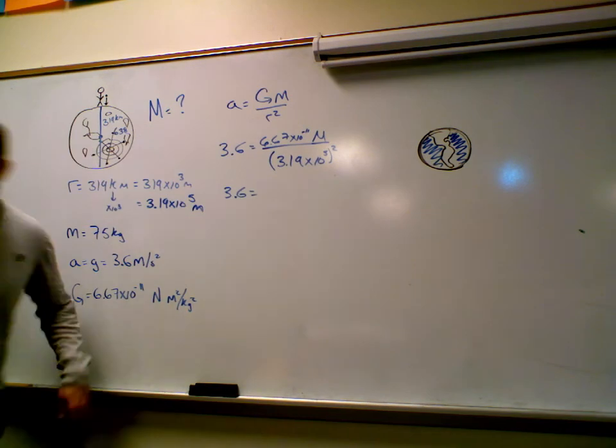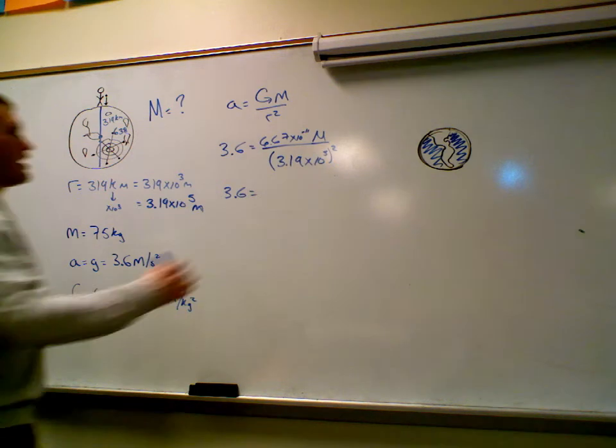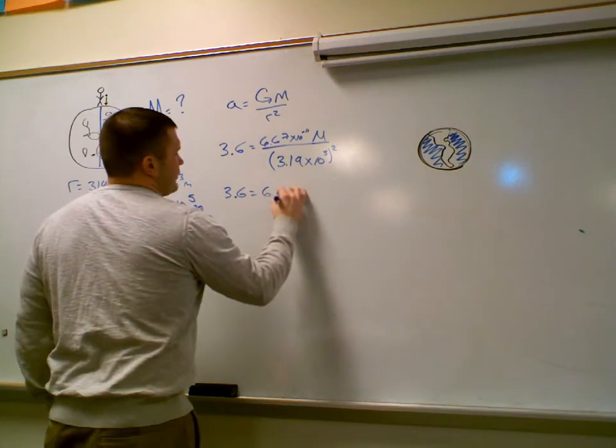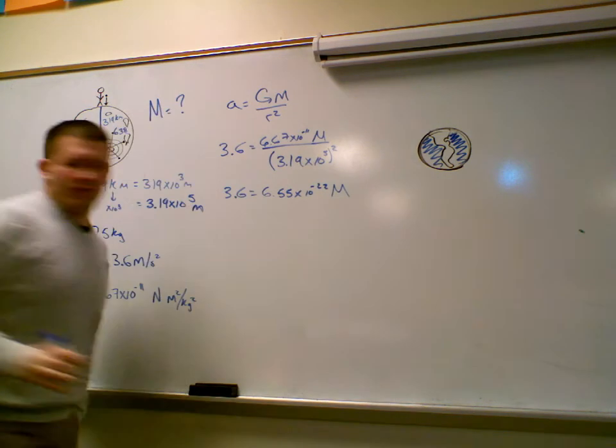We're doing algebra, so I like to do 6.67 times 10 to the negative 11th divided by 3.19 times 10 to the 5th squared. If you did not, that's fine. You can do it without doing this. Oops, that's log, not squared. So we got 6.55 times 10 to the negative 22nd. Big M. What do we do now?